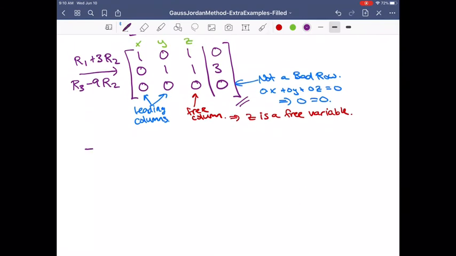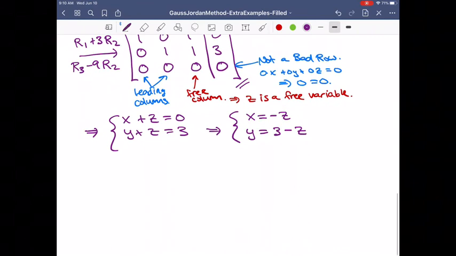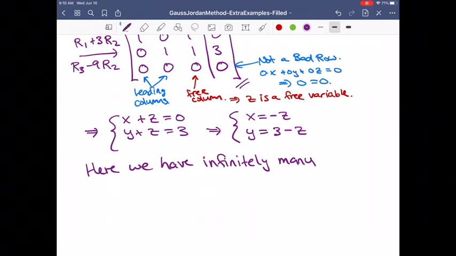So we write down our equations. So from the matrix we have x plus z equals 0, and y plus z equals 3. So if I rewrite these, solving for x and y, I have x equals negative z, and y equals 3 minus z. Okay, so here we have infinitely many solutions, since we have a free column and no bad row.